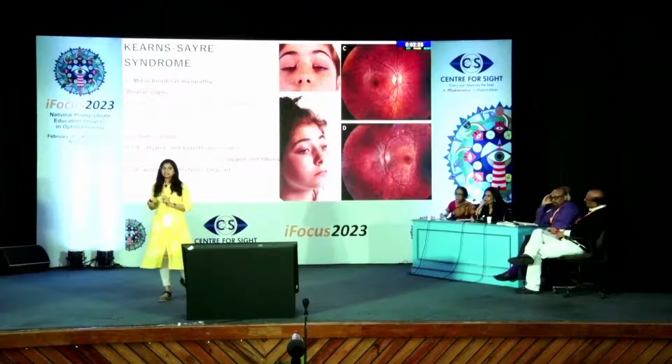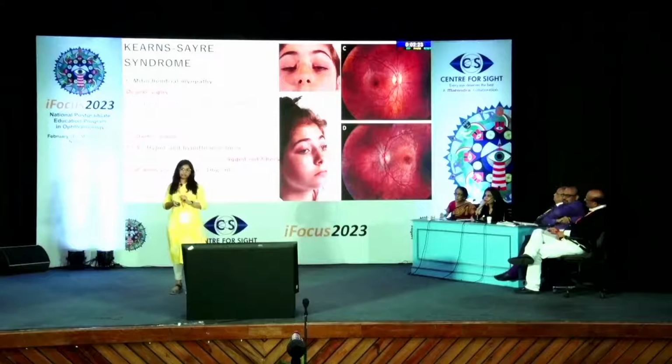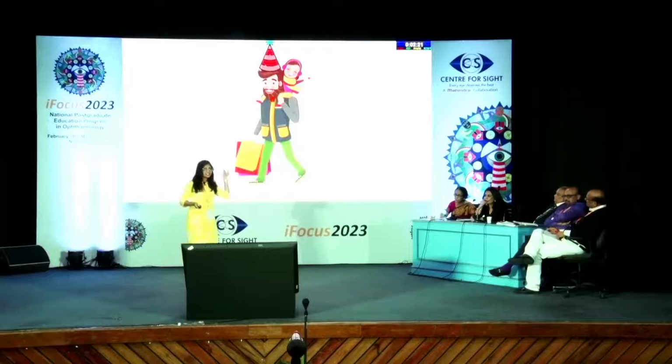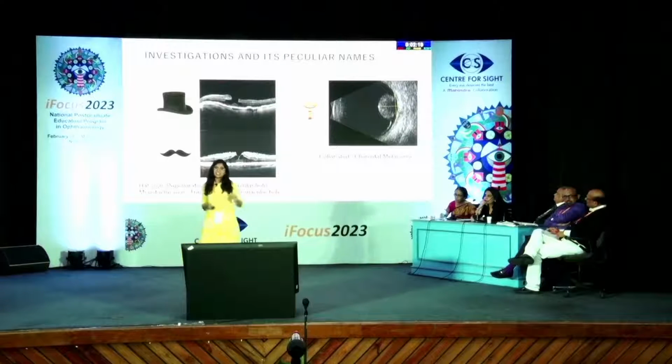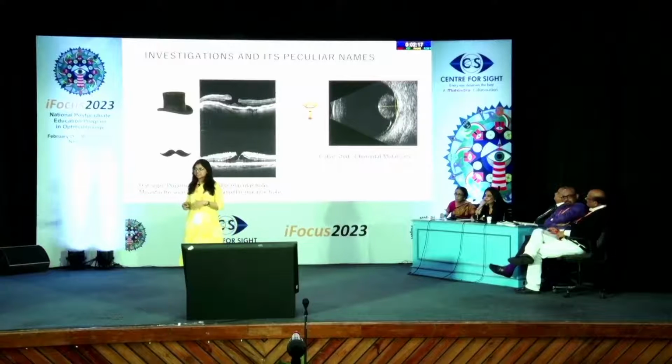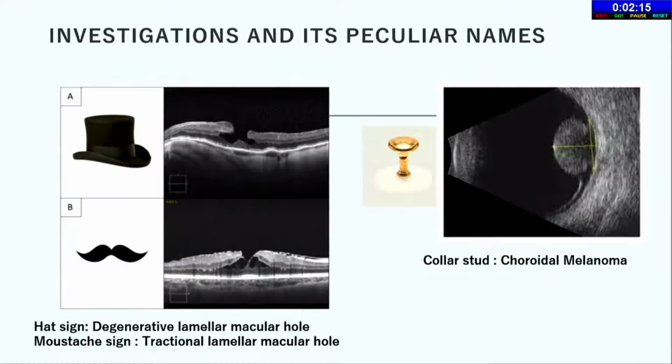The Gomori stain gives ragged red fibers. The dad wears his hat and mustache, and tells her, let's get you some more presents. This can be compared to the OCT signs of lamellar macular hole. His collar stud that he wears looks very much like the choroidal melanoma on the B scan.